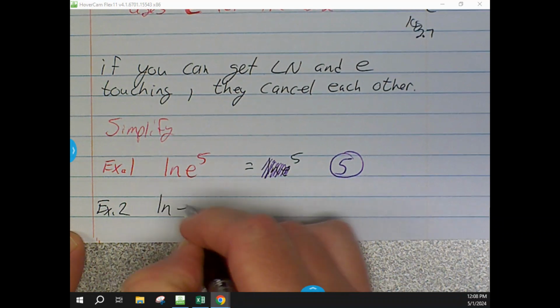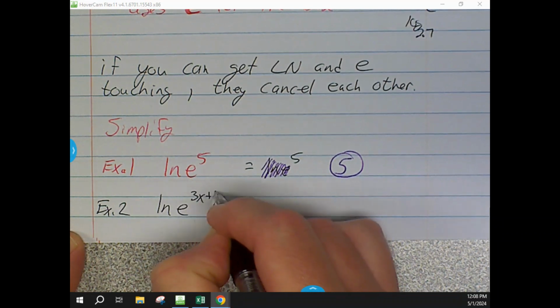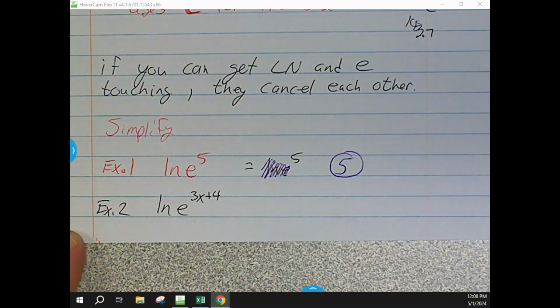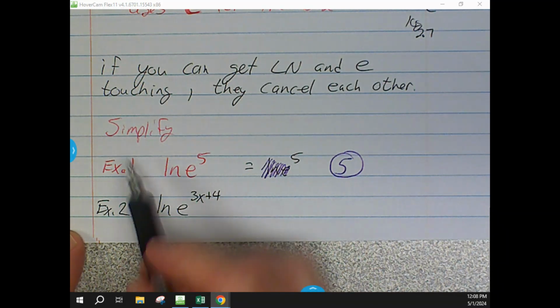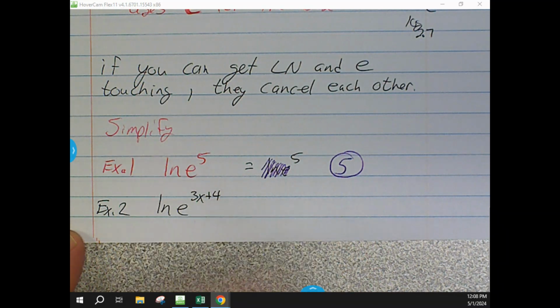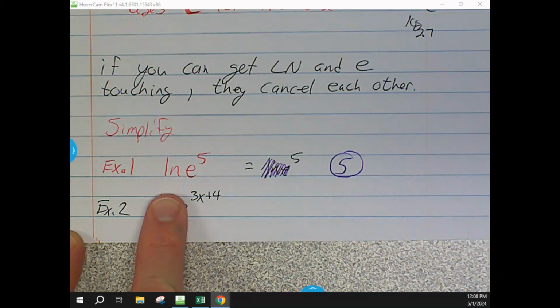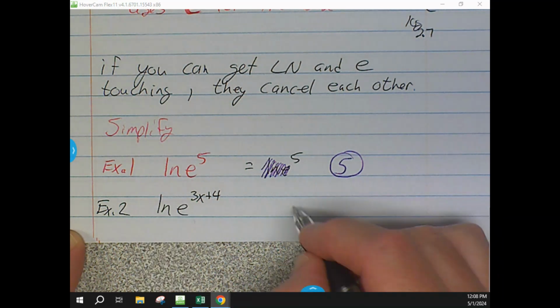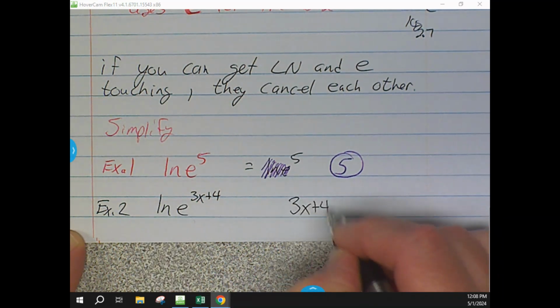Okay, so let's say you have this: the ln of e to the 3x plus 4. Again, it just says simplify, which means you don't have to give me an x equals. It just means you do whatever you can do with it. If you've got that one, the ln and the e knock each other out, and the answer is just 3x plus 4.